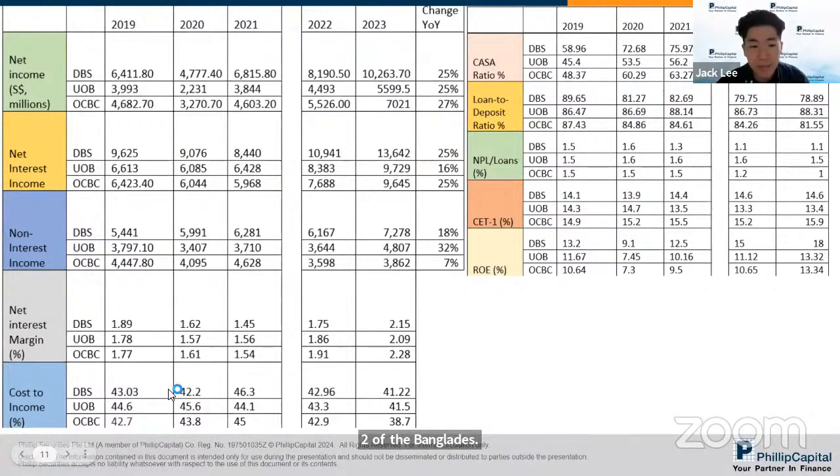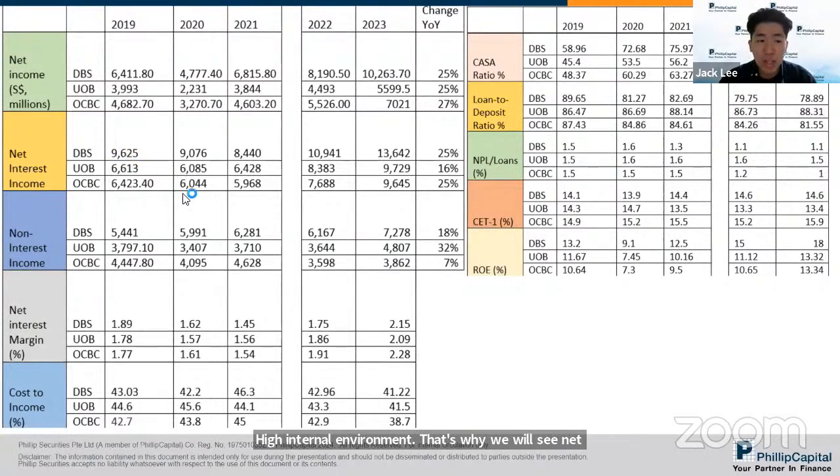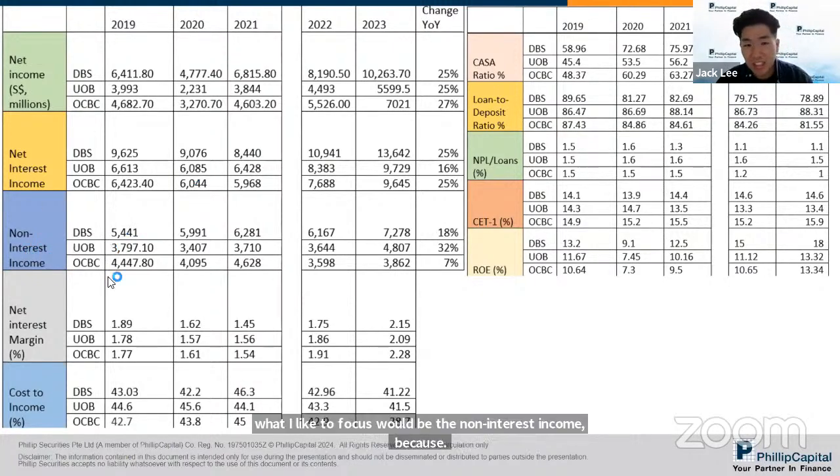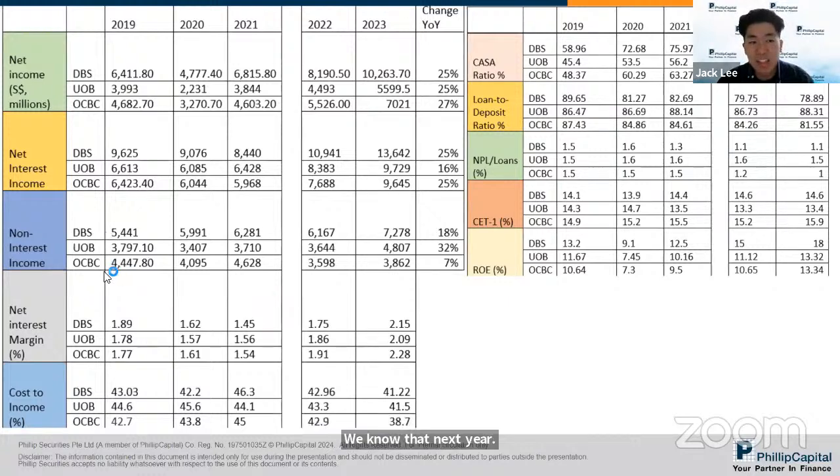And right now, as I said, interest rates are going to go lower, as the US Federal Reserve is going to cut their rate. So we expect that next year the environment will not be at such a high interest rate. That's why we will see net interest income may go down next year. So what I like to focus on will be the non-interest income, because we know that next year the Fed is going to cut their rate, then the net interest income definitely will be affected by that.